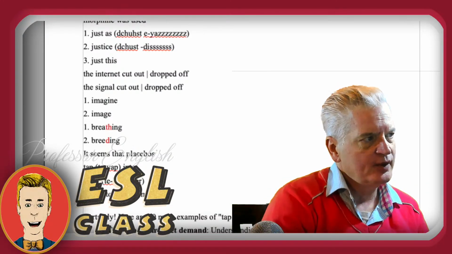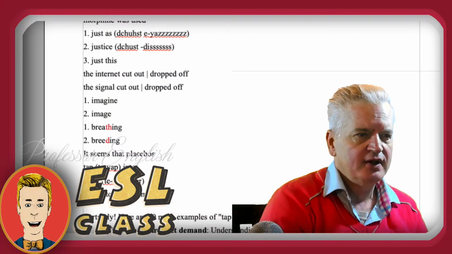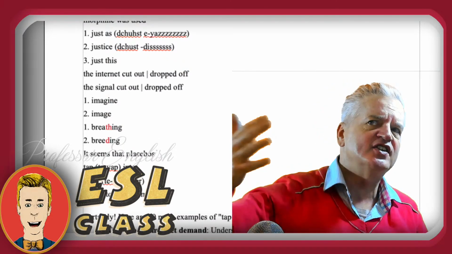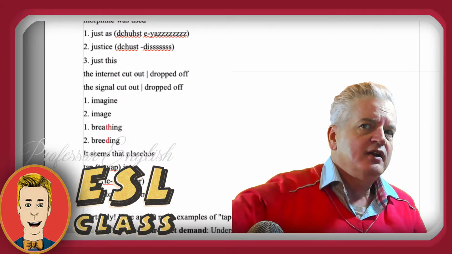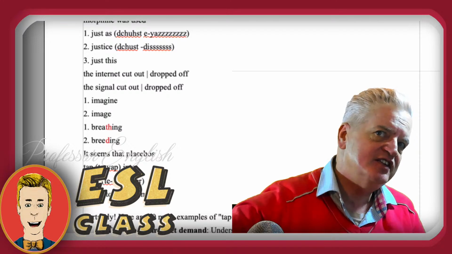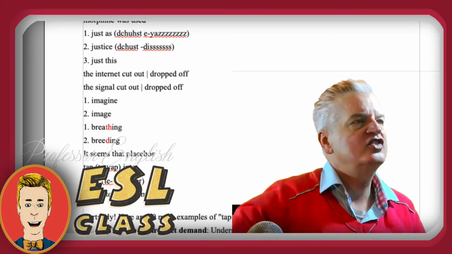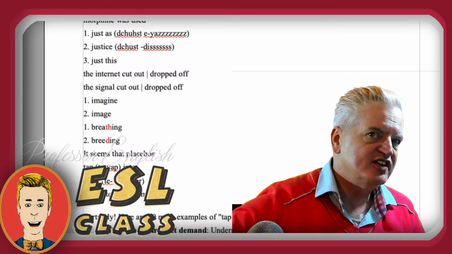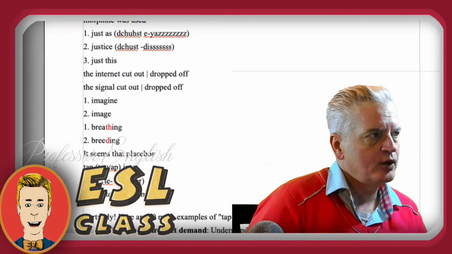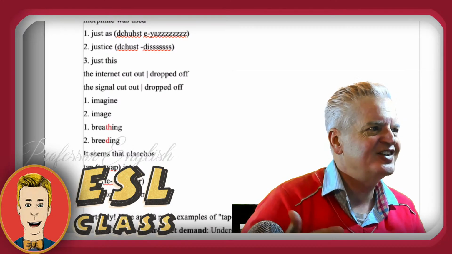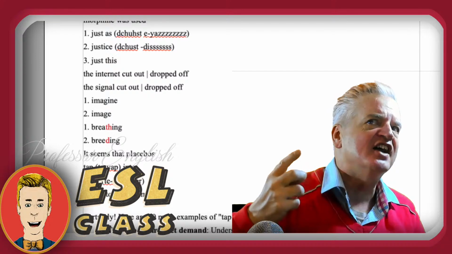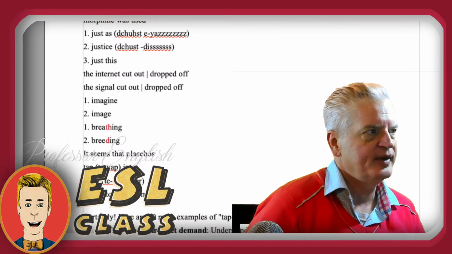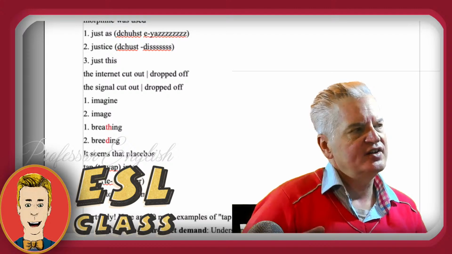Now, another big difference, and this is a problem for people who speak Spanish: in number 1, that final sound is the sound of an insect, like a bee or a mosquito. Zzz. That is the sound at the end of the phrase, just as. In number 2, it is the sound of a snake. S. Justice. Listen to number 1, just as. Number 2, justice. So number 1 is like an insect, like a mosquito or a bee, and number 2 is the sound of a snake.